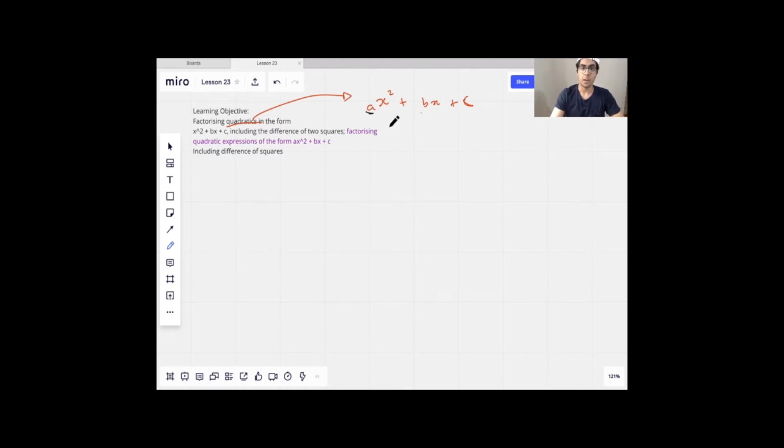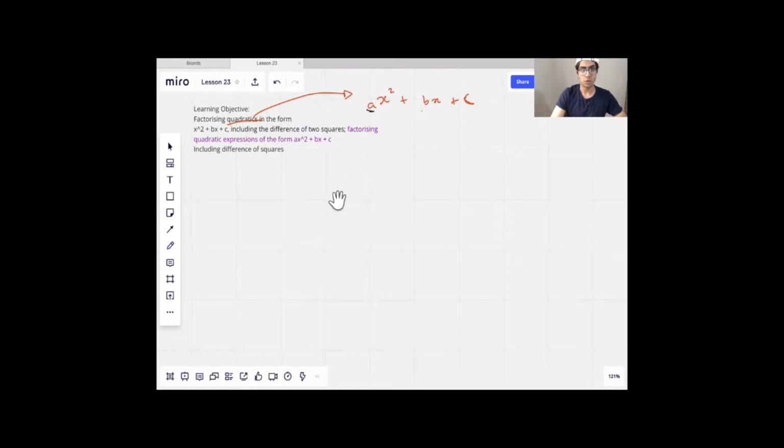So for the higher tier stuff, you have to factorize this into two binomials, with this a not being 1. But for foundation tier, this will always be 1. And then the difference of two squares, I'll get into that in a second as well.